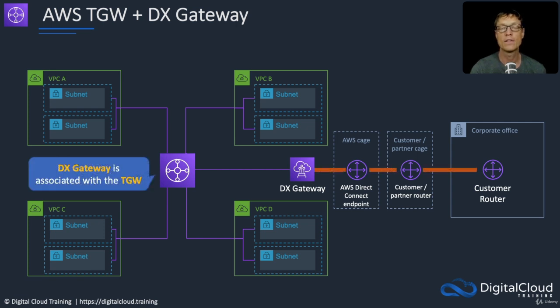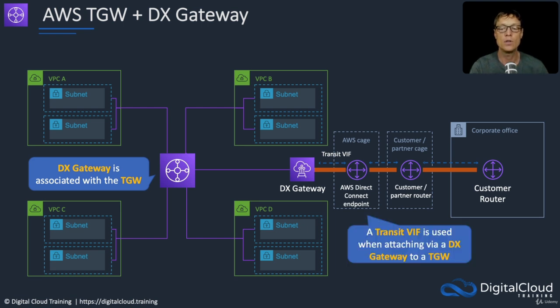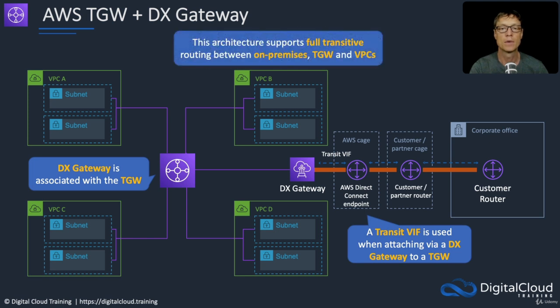We then have the physical connection back to the corporate office from Direct Connect, and we create something called a transit VIF. So this is another type of virtual interface specifically used for Direct Connect gateways when they're associated to a transit gateway. So a transit VIF is only used when you're attaching a DX gateway to a transit gateway. Now, this architecture then supports full transitive routing between on-premises, the transit gateway, and all of those connected VPCs.